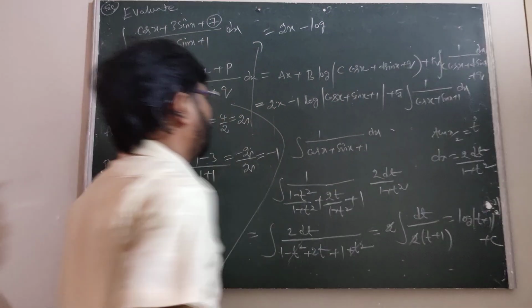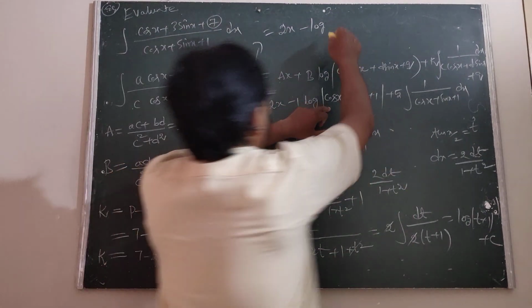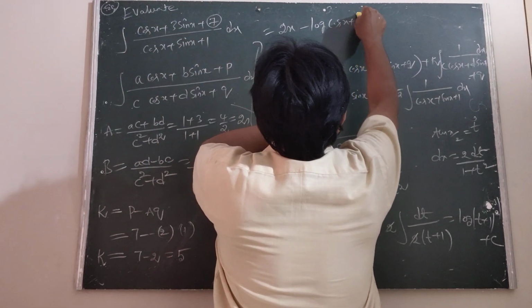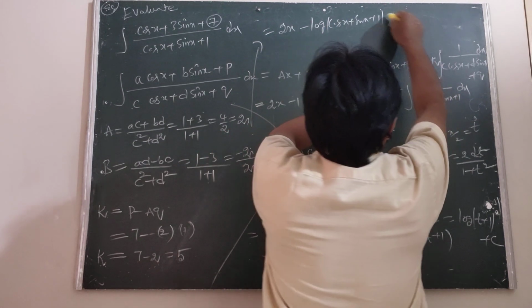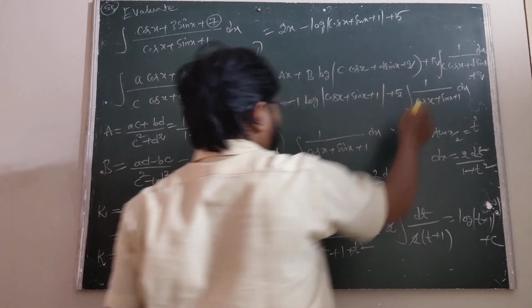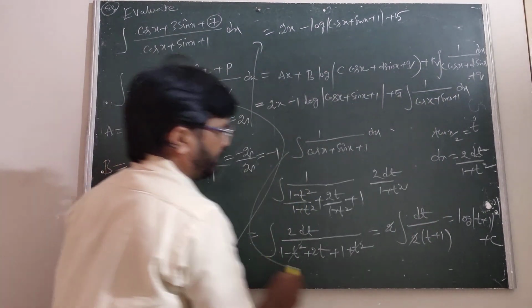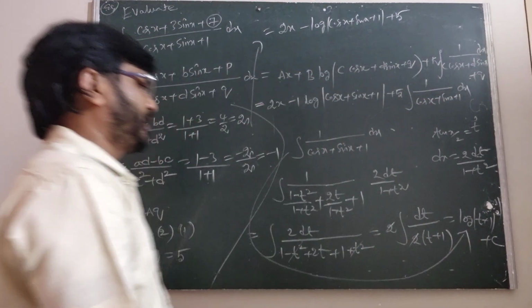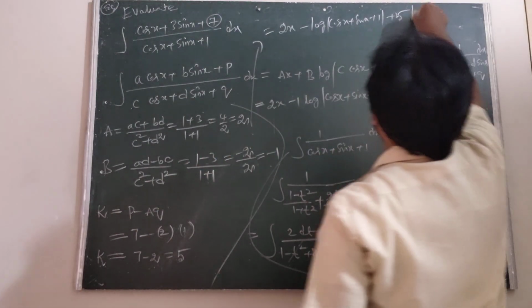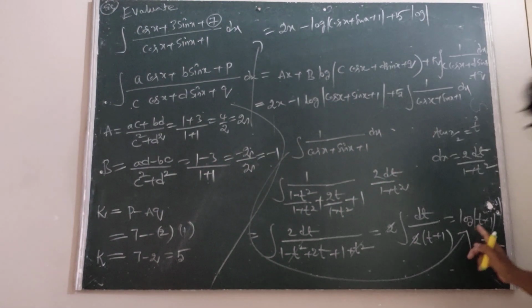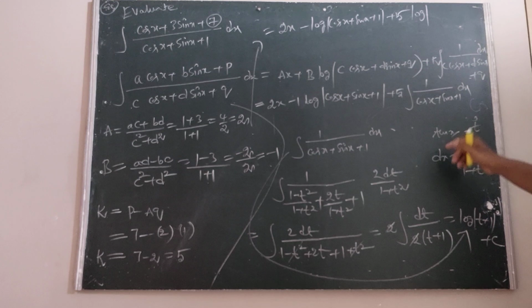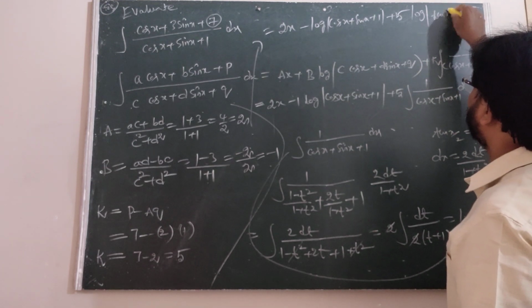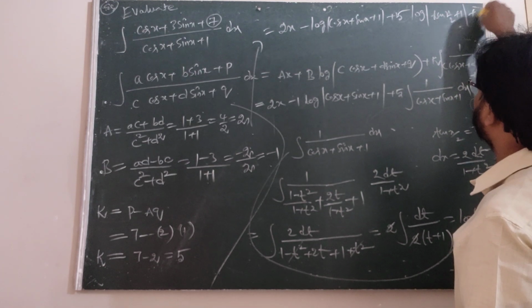minus logarithm of, what is the log of, cos x plus sin x plus 1, plus 5. What is the value of this one? The value of this one is log mod of t plus 1, where t is tan x by 2. So log mod of tan x by 2 plus 1 plus c.